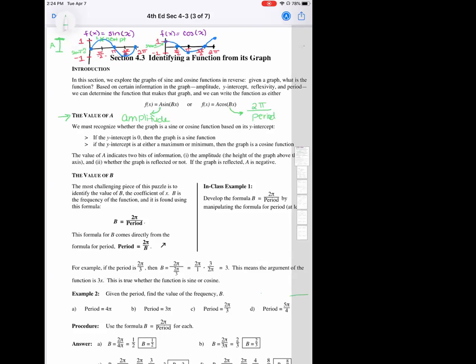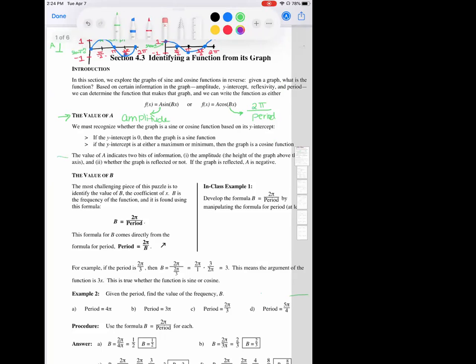The value of A. We must recognize whether the graph is a sine or cosine function based on its y-intercept. If the y-intercept is 0, then the graph is a sine function. That makes sense, because looking at our beginning part, we see, hey, we start at 0, and we said that was a very important thing. Next, if the y-intercept is either at a maximum or minimum, then the graph is a cosine. We pointed that out as well. We saw how in cosine, it doesn't start at 0. It starts maybe at 1. It can also start at -1 if it's reflected over the x-axis if it has a negative in front. Moving forward.